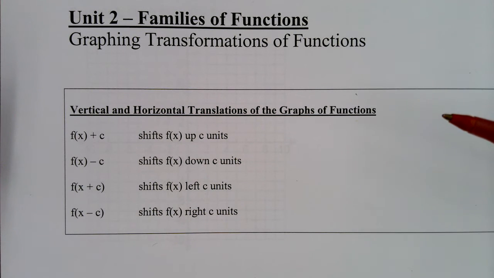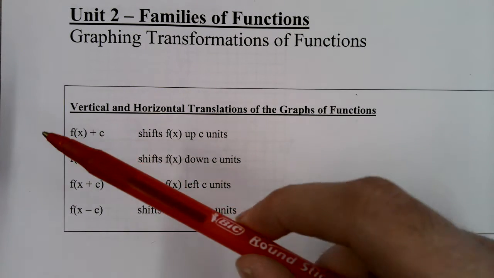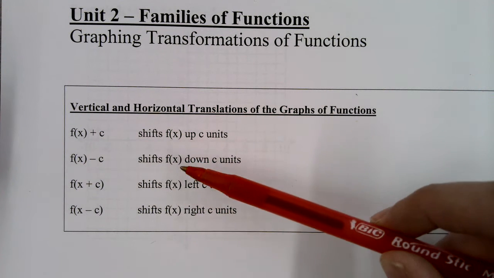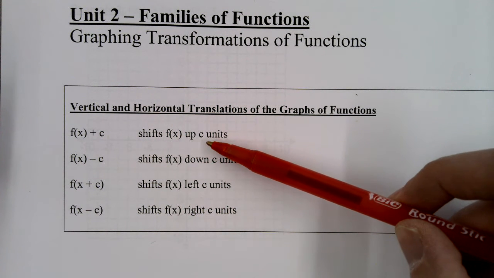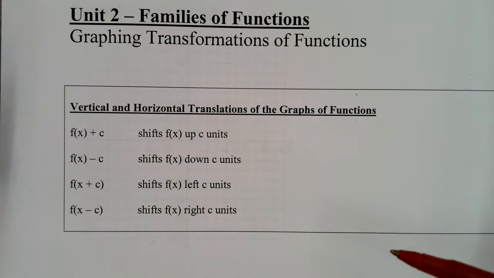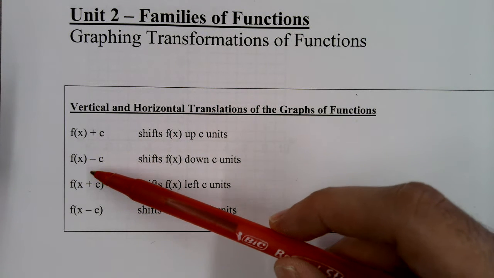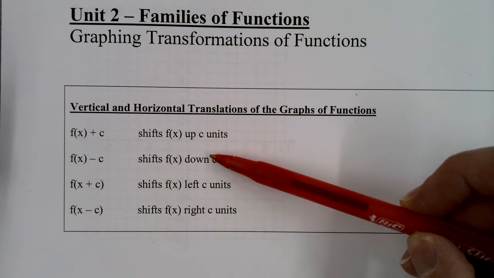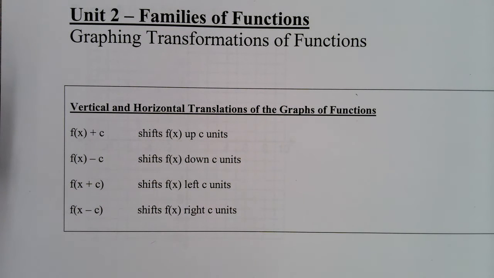Okay? If your function looks like this, and you have f of x and at the end you have plus c, that means you're going to shift f of x up c units. If you have f of x minus c, that means you're going to shift f of x down c units. And I'll explain this more when we get to the examples.